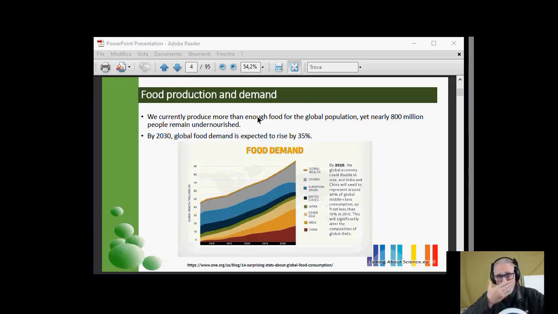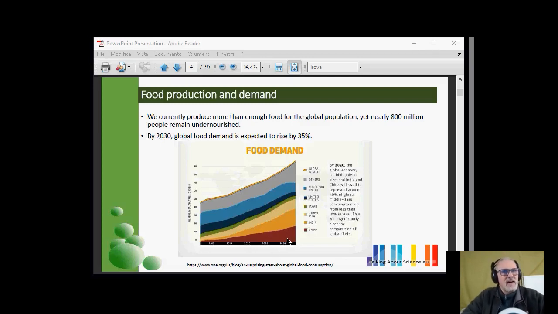So, looking at the demand, we can see that in general, the demand is set to increase. But if we look at the proportion of where this demand is set to increase, you can see that there are some places which are relatively steady. So, Japan seems to be relatively steady. The European Union, if anything, is projected to contract somewhat. The United States is a very, very slow contraction. But as we know, there's a certain excess of food in the US anyway.